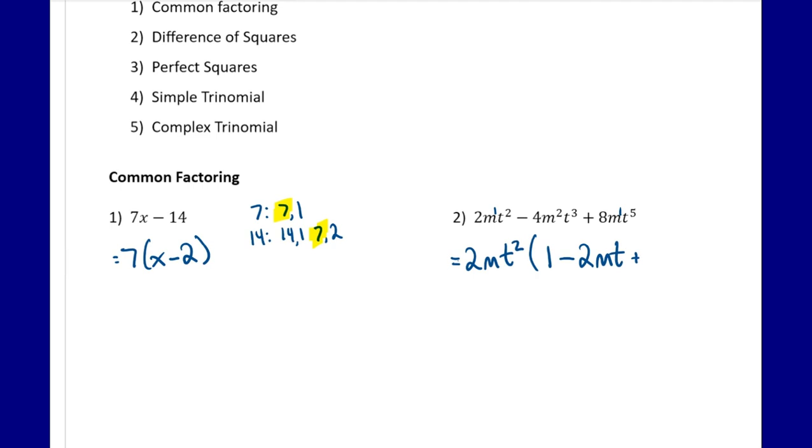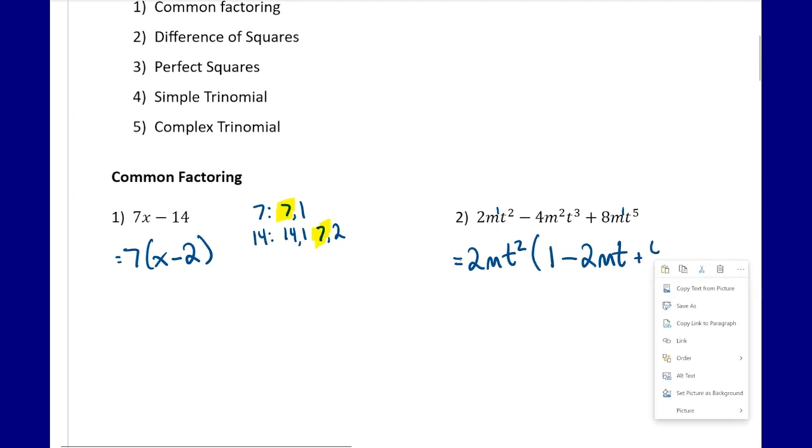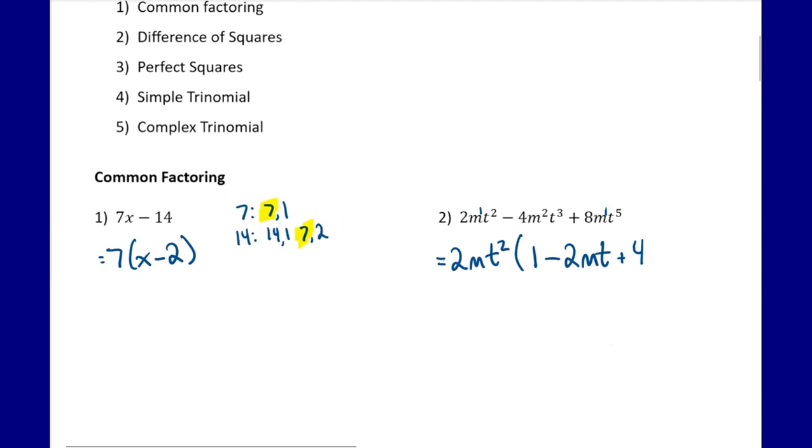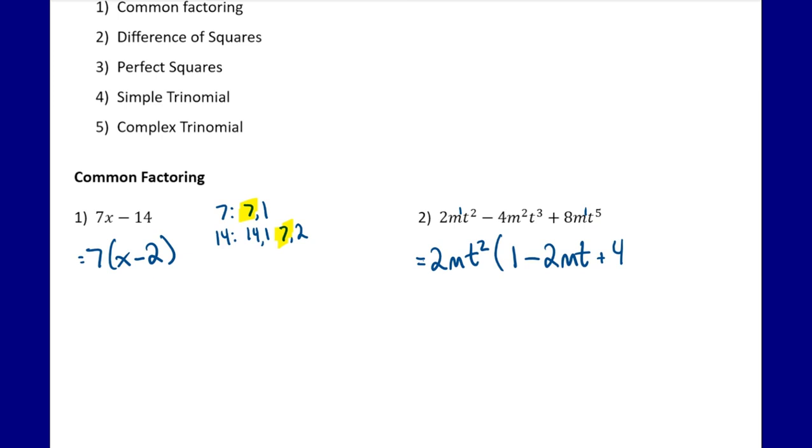And for our final term, 2 times 4 is 8. For m, we don't need to put anything down because it's the same variable, m and m. And then for t, we're going to have t to the power of 3, because t squared times t to the power of 3 is t to the power of 5. And that is my factored form. I can't factor it any further.